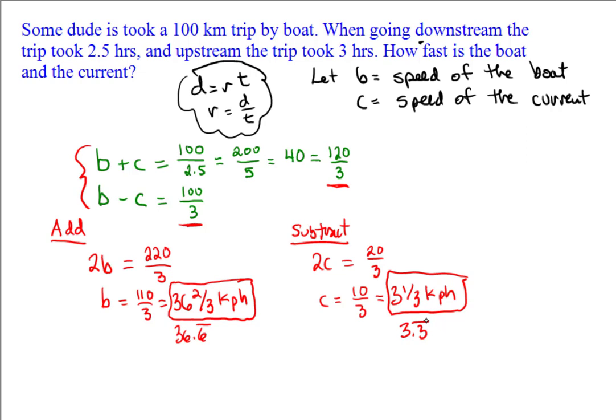So the speed of the boat is 36 2/3 kilometers an hour. The speed of the current is 3 1/3 kilometers per hour.